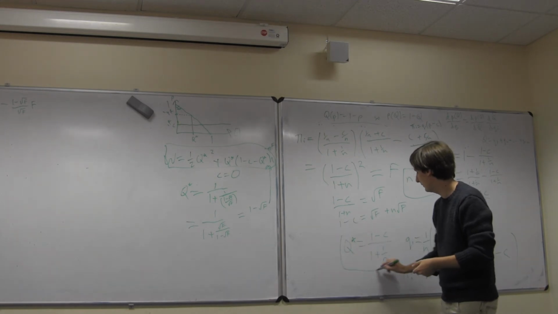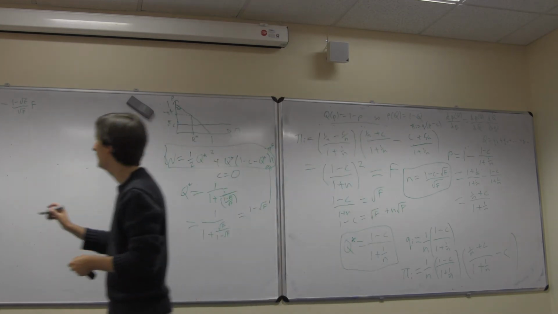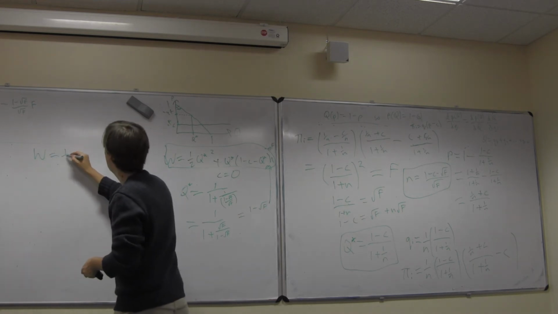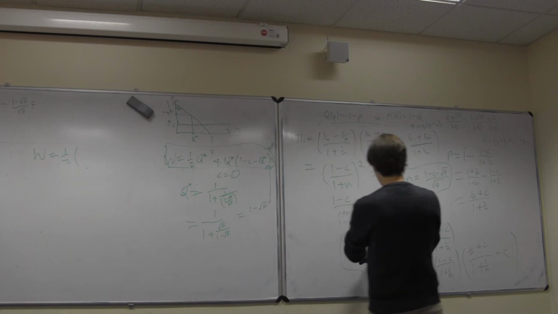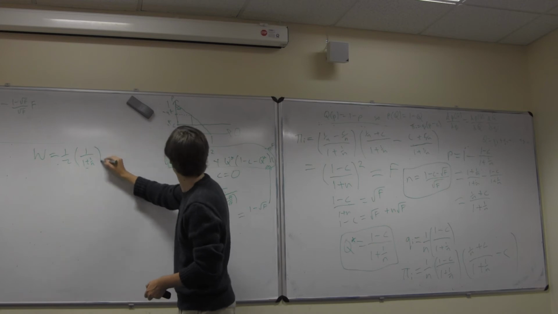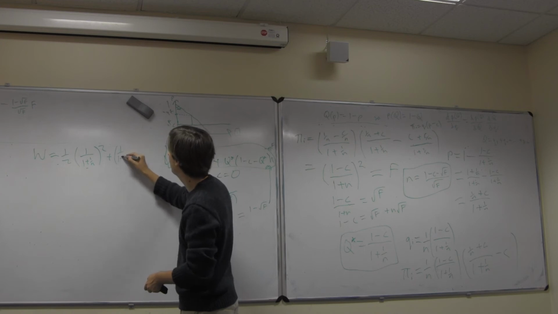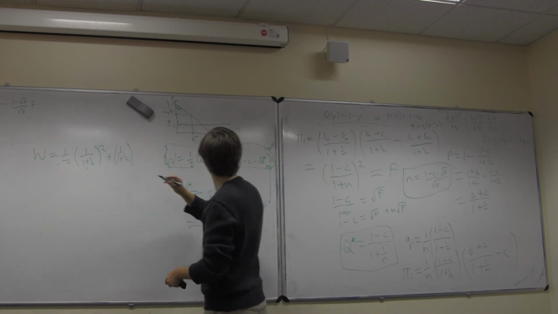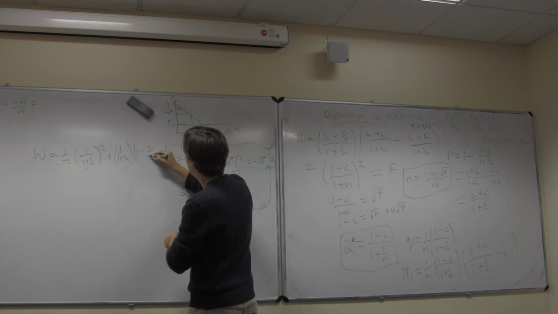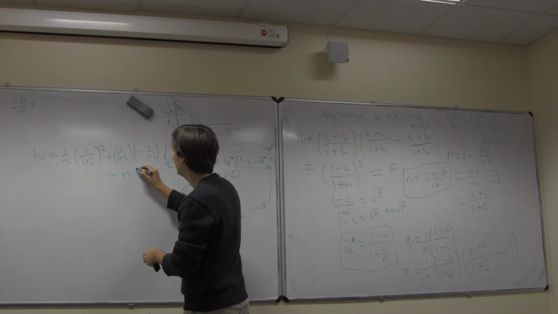Okay, so again, we're plugging this expression in there. In this case we get W is half times, here's q star, 1 over 1 plus 1 over n, all squared, plus q star, same thing again, 1 over 1 plus 1 over n, times 1 minus q star, so 1 minus 1 over 1 plus 1 over n, and then this last bit, minus n times f.